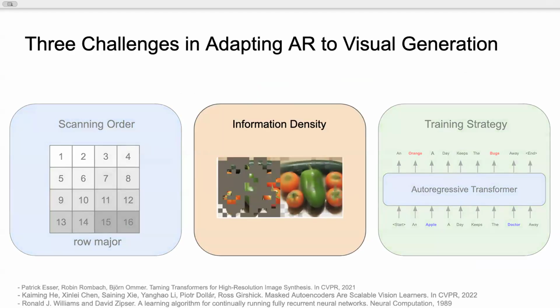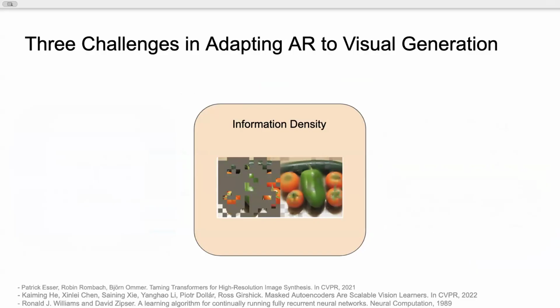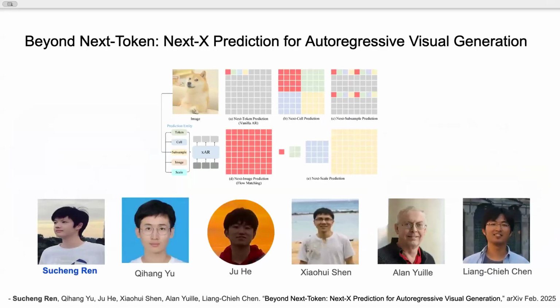All right, so let's talk about the second challenge, information density. I will focus on our recent work, Beyond Next Token: Next-X Prediction for Autoregressive Image Generation.